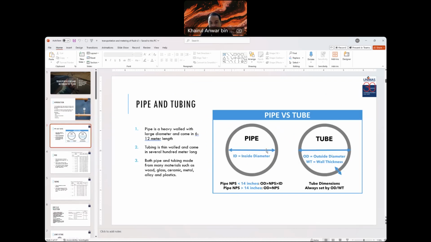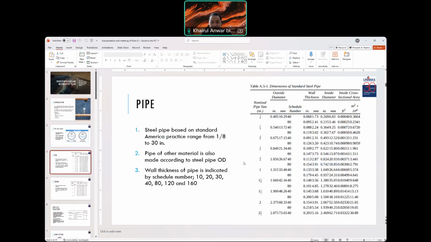So pipe is based on the inside diameter, for the tube it is based on the outside diameter. Right. So Appendix A.5-1 is in the Geankoplis book.